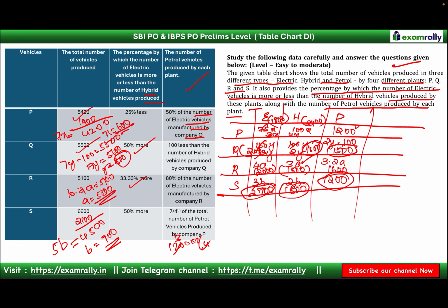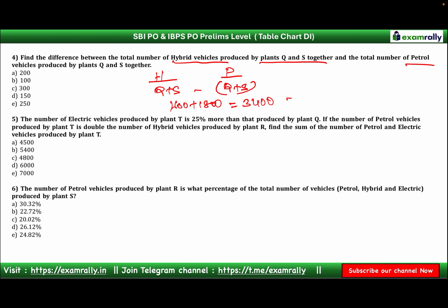See here, in S it is, I have taken directly 1200, okay, see it is 2100. So 2100 plus 1500 will be equal to 3600. The answer is 200. See, if you take directly 1200 here, the entire answer will go wrong. So just see that particular part carefully once again.